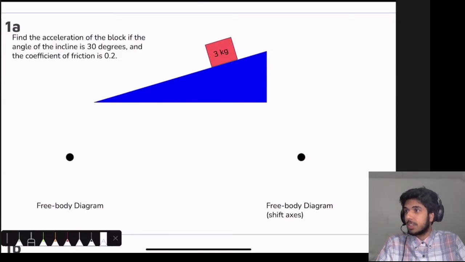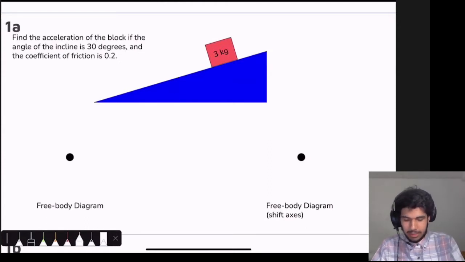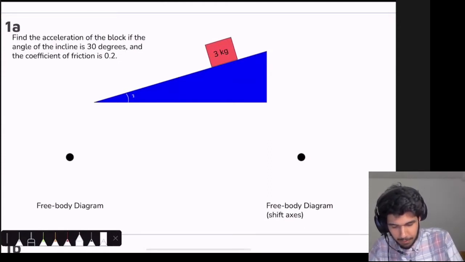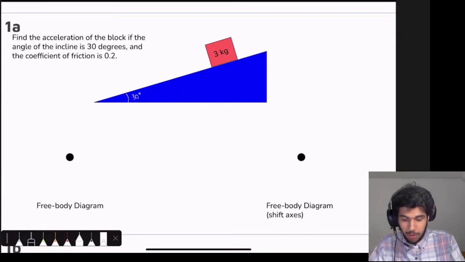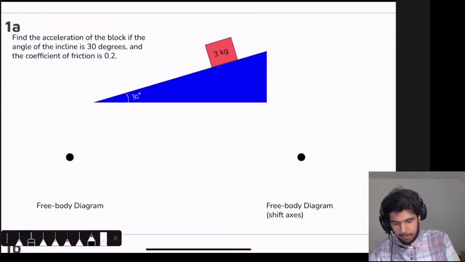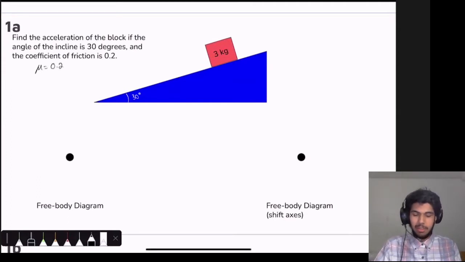So this is the first question, and we're dealing with this inclined plane. So we have a block, and we want to find the acceleration of the block if the angle of incline is 30 degrees. So I'm just gonna mark that here. And the coefficient of friction is 0.2. So we have mu equals 0.2. But before we do that, we should draw a free body diagram.